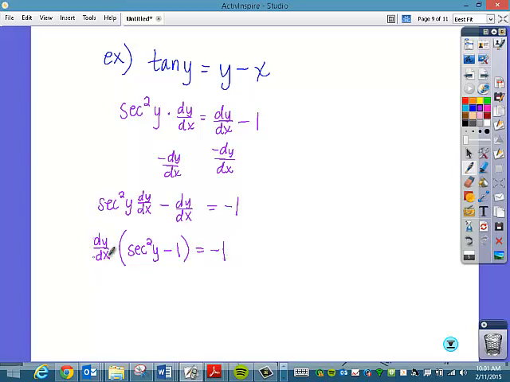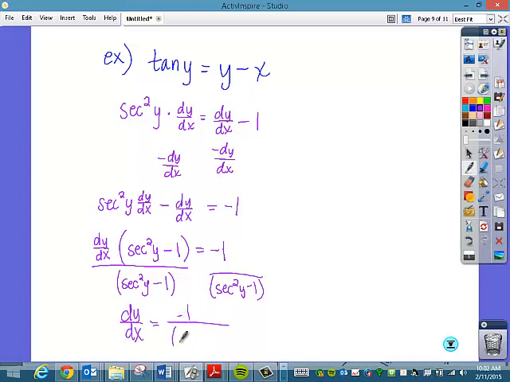And I'm trying to solve for dy dx, so I'm just going to divide by secant squared y minus 1 on both sides. Giving you a final answer of dy dx equals negative 1 over secant squared y minus 1. Final answer.